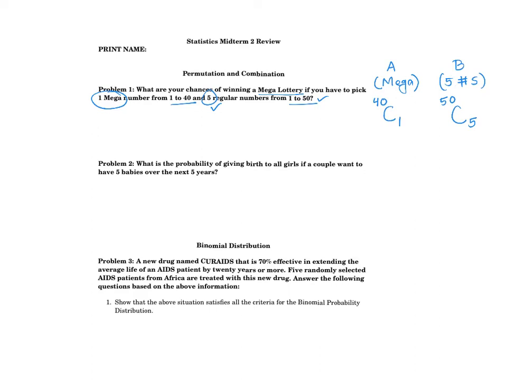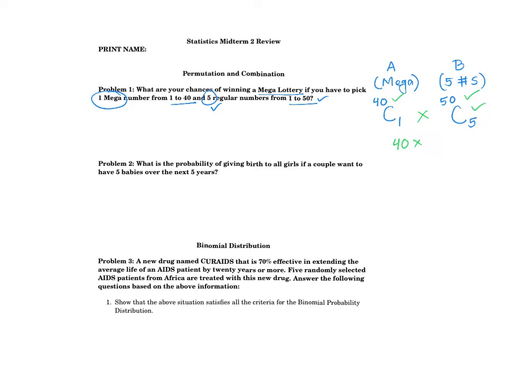Now, event A can happen in this many ways. Event B can happen in this many ways. Using the fundamental counting rule, together they can happen in 40C1 times 50C5 ways. This is the total number of ways one could potentially buy the tickets. Now, 40C1 is pretty simple. How many different ways can you pick one number from 40 different numbers? Obviously 40 different ways, times this one. You have to do the calculation, 50C5. I'm going to let you do that.